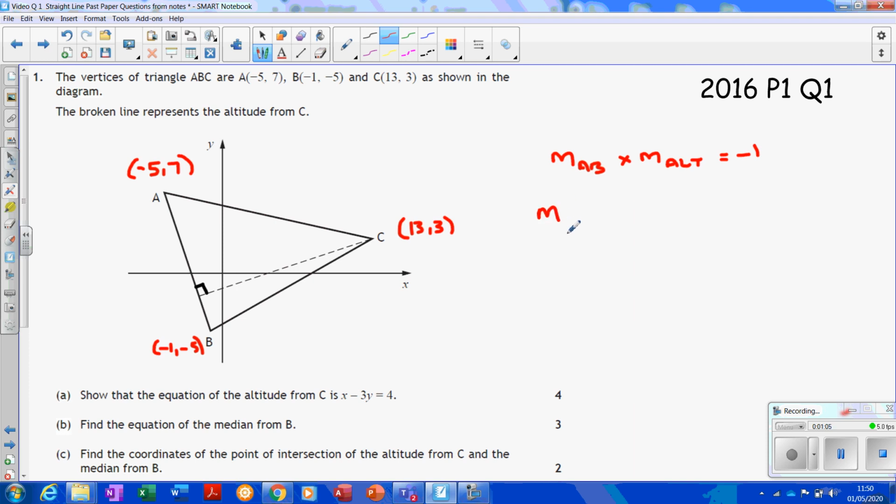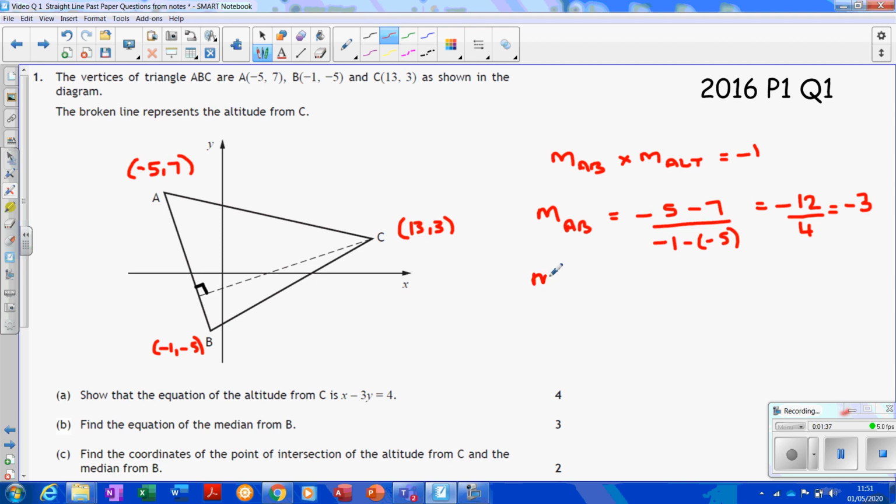So gradient of AB is y2 minus y1 divided by x2 minus x1. I'm going to take this as my second point. So I've got -5 minus 7 divided by -1 minus -5. That gives me -5 minus 7 is -12, divided by 1 plus 5, which is the same as 5 take away 1, which is 4. So the gradient of AB is equal to -3.